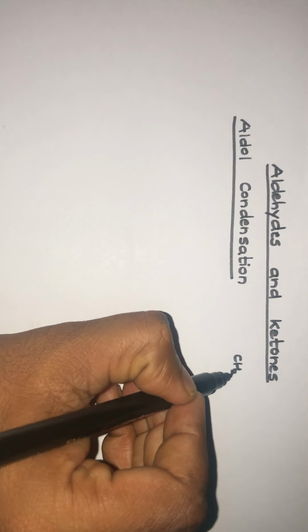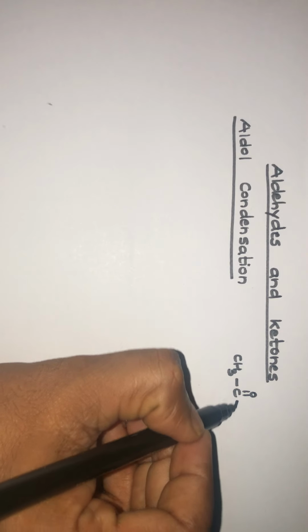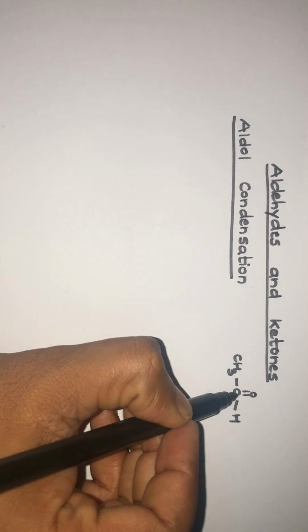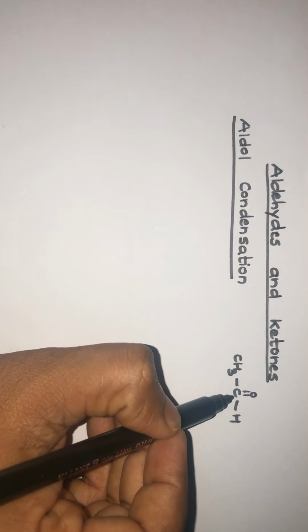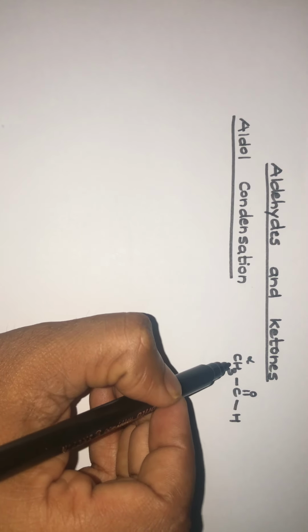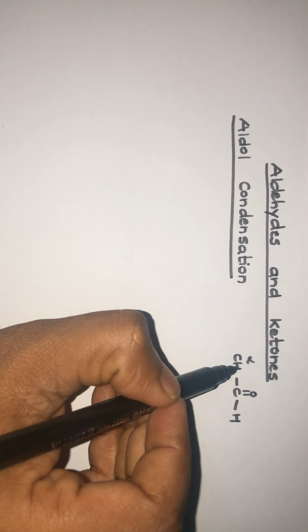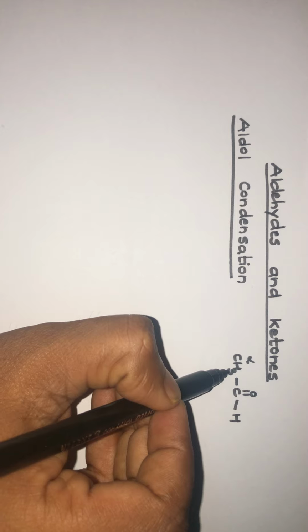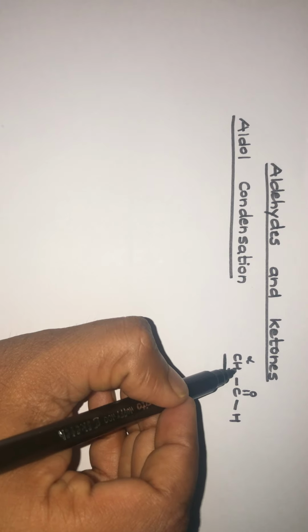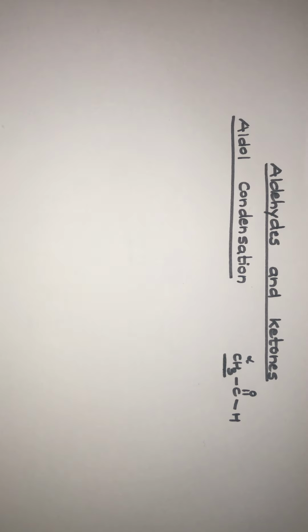I will take an example of this. CH3 C double bond OH, acetaldehyde. So this is the carbonyl carbon. The adjacent carbon, that is the carbon next to the carbonyl carbon, is called the alpha carbon, and the hydrogen present on the alpha carbon is referred to as alpha hydrogen. So molecules which contain at least one alpha hydrogen will undergo aldol condensation. The main requirement for a molecule to undergo aldol condensation is that it should have alpha hydrogen.